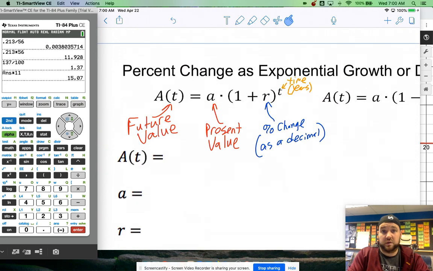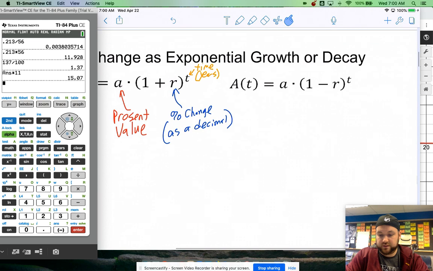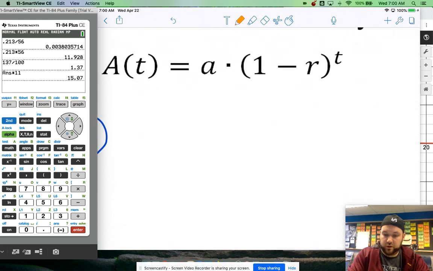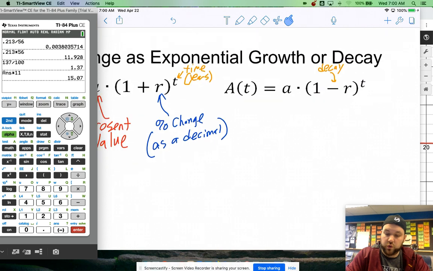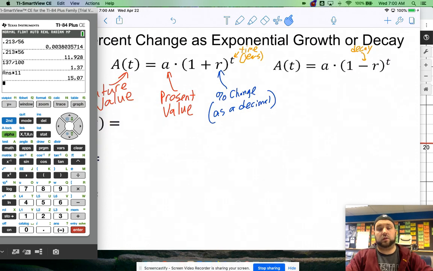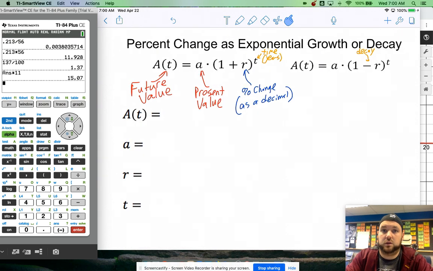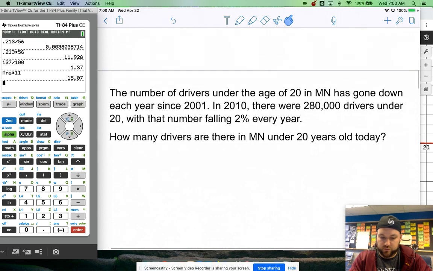So this is exponential growth because it's 1 plus. This is the exact same formula, but because of the minus sign, this is going to be decay. So you have to decide which one you're using based on what kind of situation you have. Do you have a situation where the value is growing or where it's decaying, getting smaller? I'm not going to fill out the rest of this because I already said it as we went.